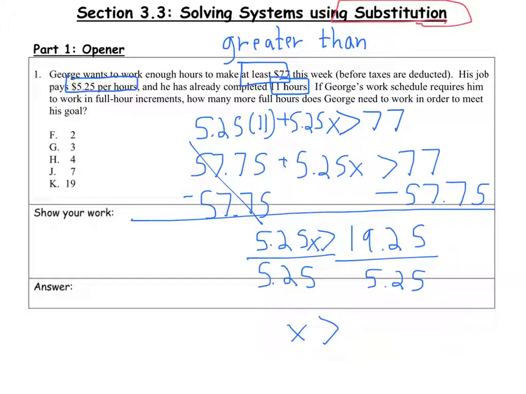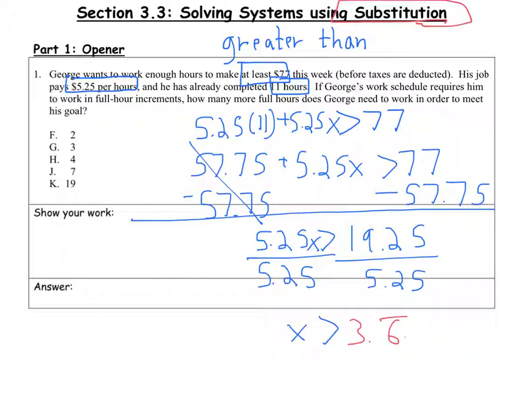And the decimal is something like 3.66666, a whole bunch of sixes after that, so I'm just going to say that it's 3.6 repeating. So x has to be greater than 3.6 repeating. x is the number of hours George still needs to work. So he has to work at least 3.6 hours.